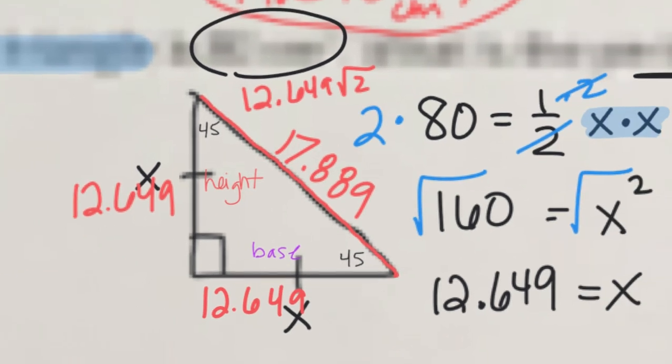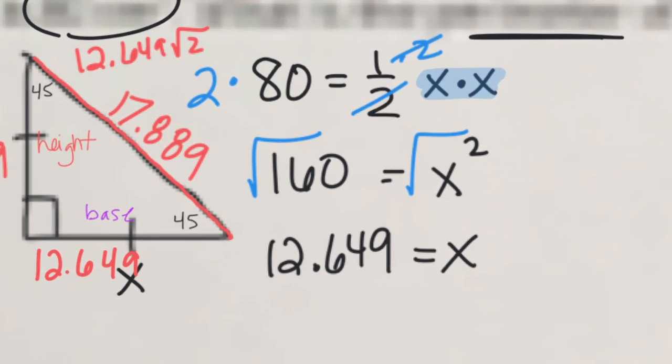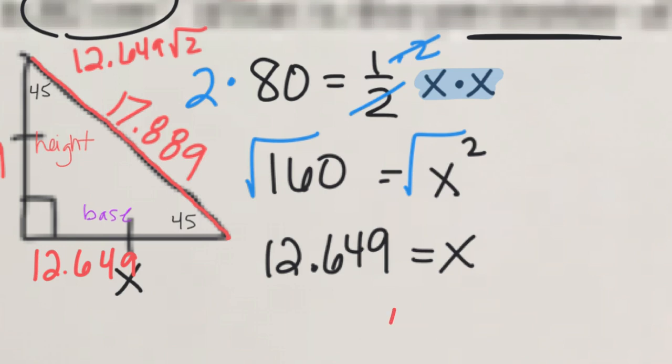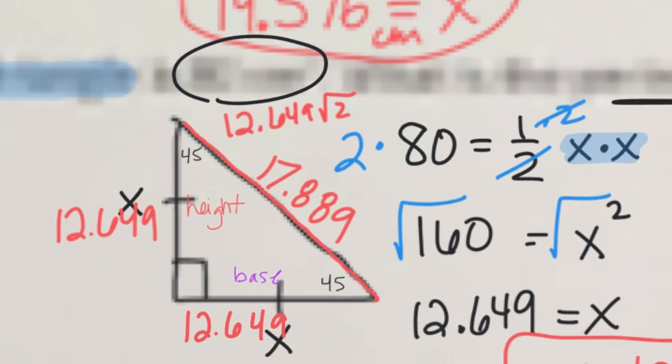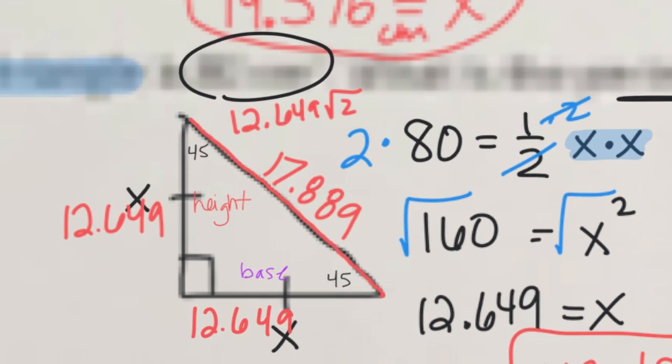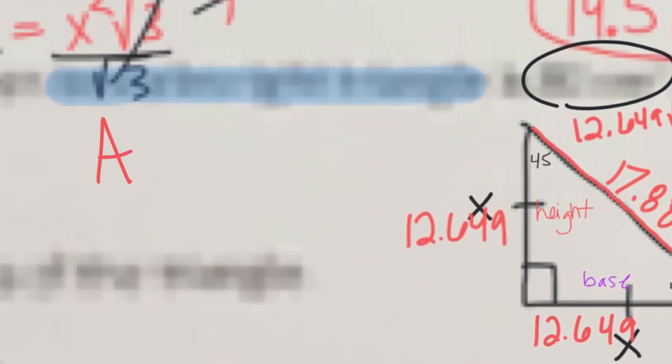So when I add these 3 sides together, 12.649, 12.649, and 17.889, I get 43.187 as the perimeter. So those are just regular old centimeters. So for an isosceles right triangle, the formula is 1/2 of x squared. Area equals 1/2 of x squared for an isosceles right triangle, because your 2 legs are the same.